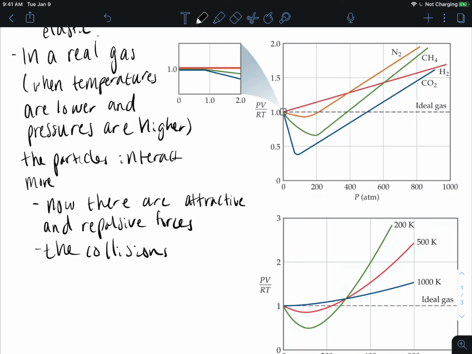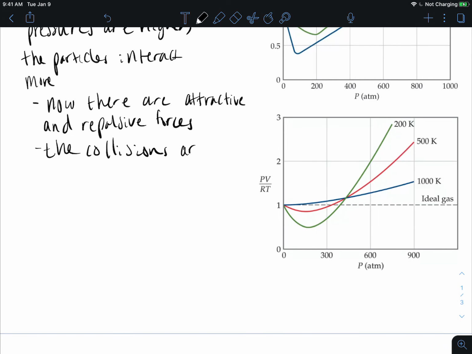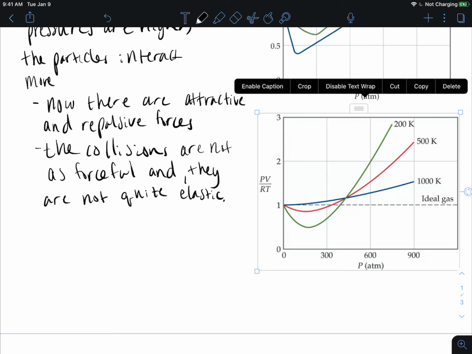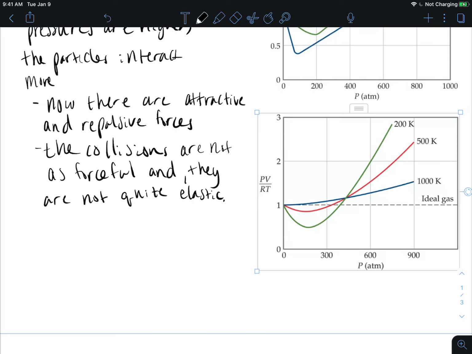So the collisions are not as forceful, and they are not quite elastic. Both of these result in a pressure that is actually less than expected. So the gas pressure is less than we would expect it to be.